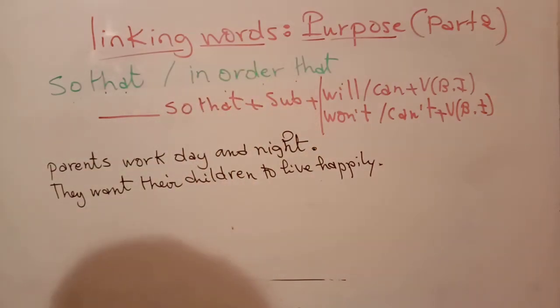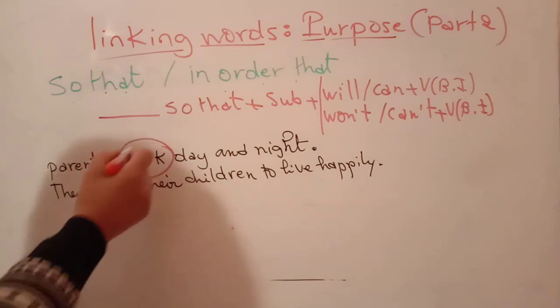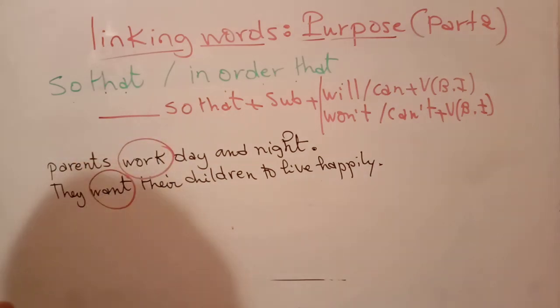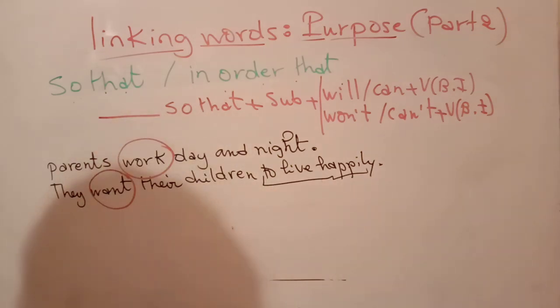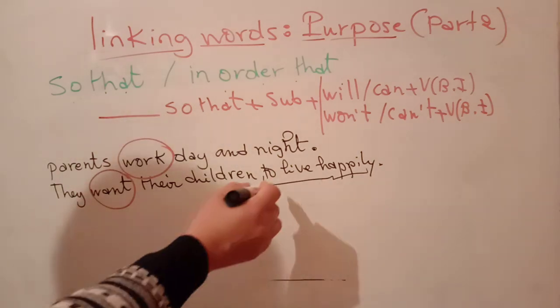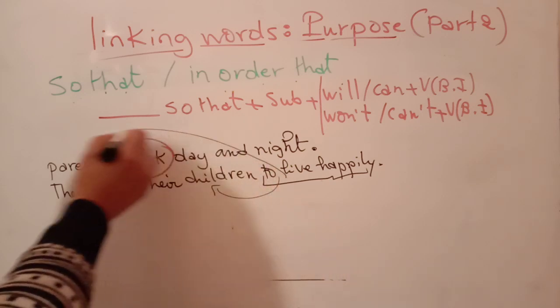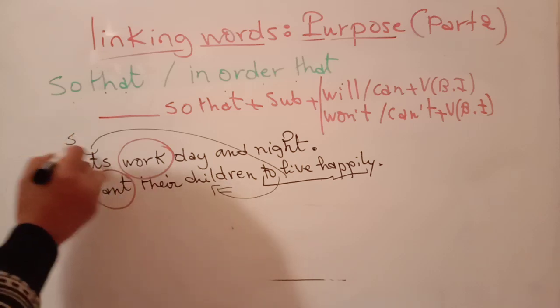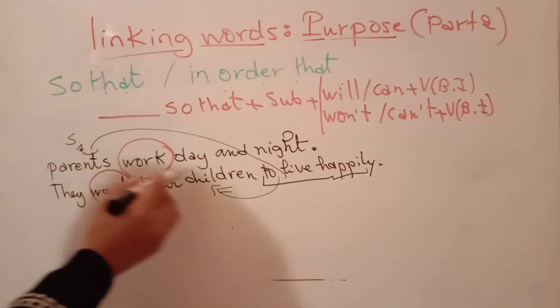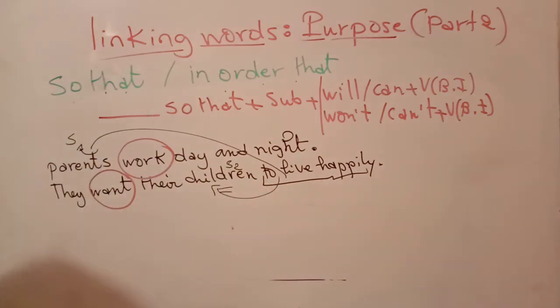Let's study the situation. The situation is present here. Look at the tense of verbs. Work is in the present tense, and want is also in the simple present. Now let's have a look at the purpose. What is the purpose? The purpose is to live happily. Now, does to live happily refer to children or to parents? Of course, to children. Now we have different subjects: parents is subject number 1 and children is subject number 2.